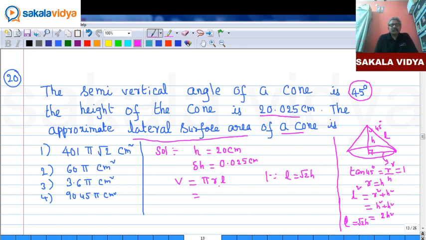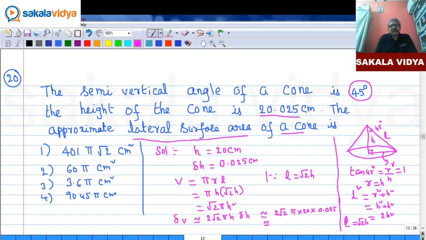Okay. So, that means in the place of r, h, in the place of L, root 2 h, pi h into root 2 h. This will be root 2 pi h square. So, first find delta V. Delta V approximately equal to 2 root 2 pi h into delta h. 2 root 2 pi h is 20 into delta h. Delta h is equal to 0.025.